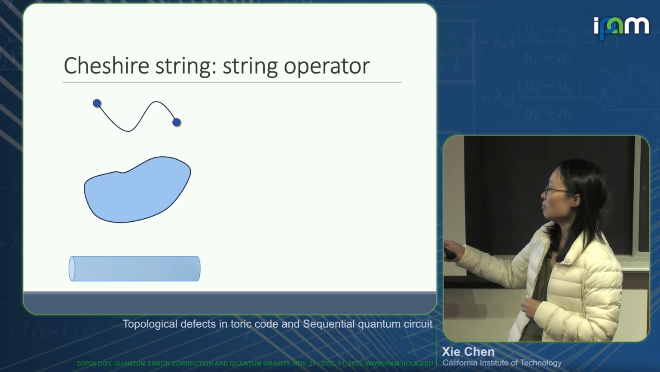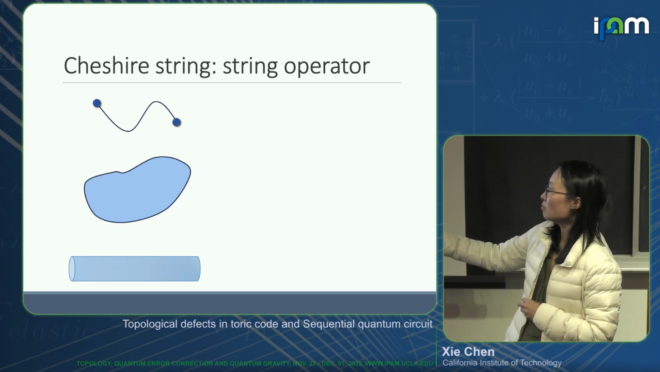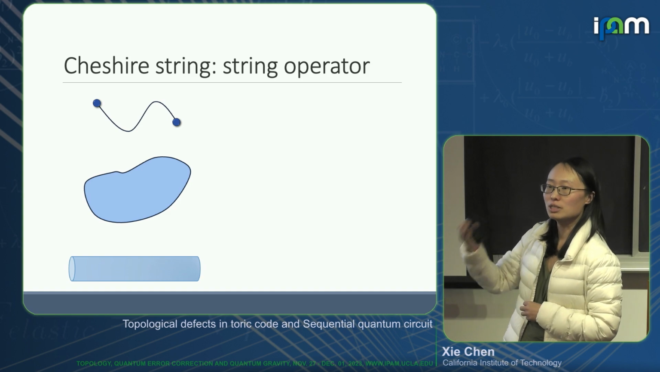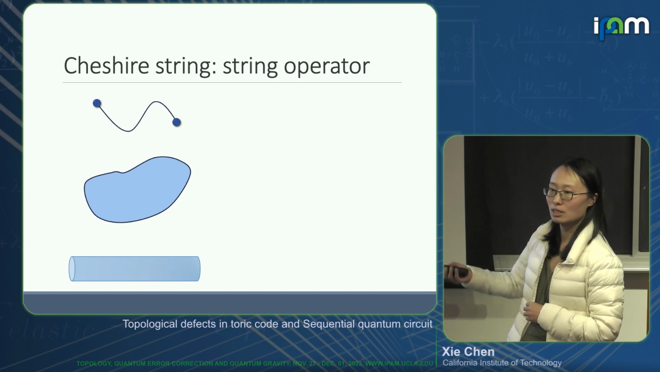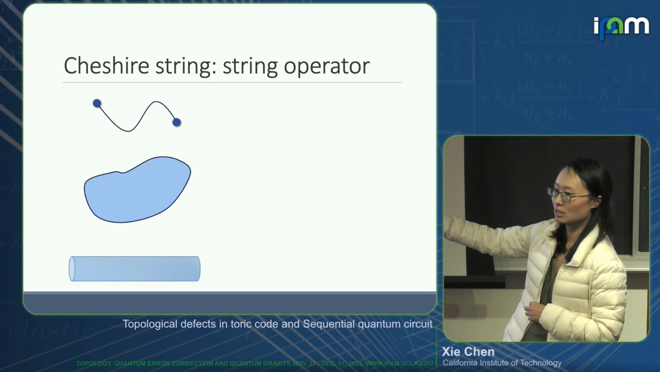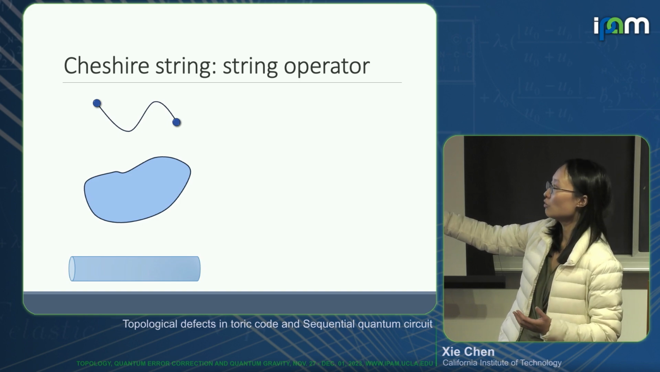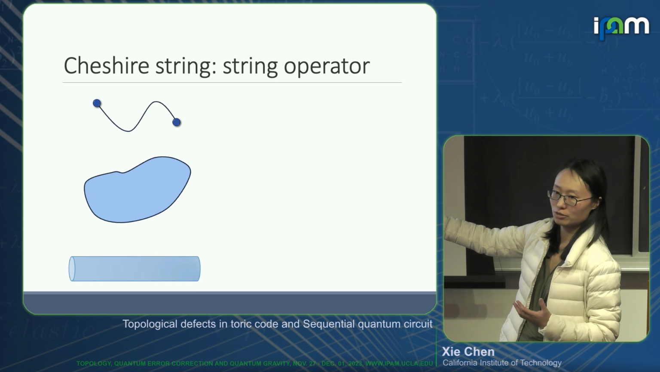And more importantly, the string operator and membrane operators associated with these charge and flux loop operators are very fundamental to tell me what the statistics is. I can derive basically all the data of braiding and fusion and F symbol and everything from these operators.